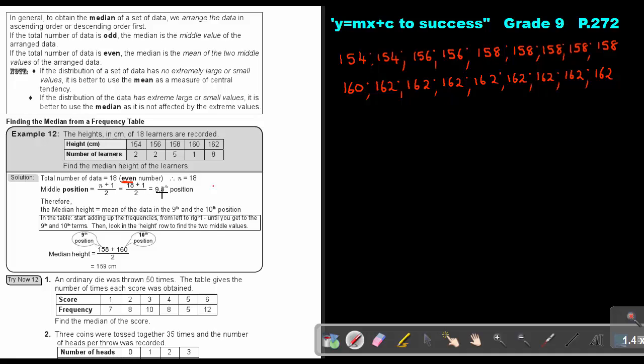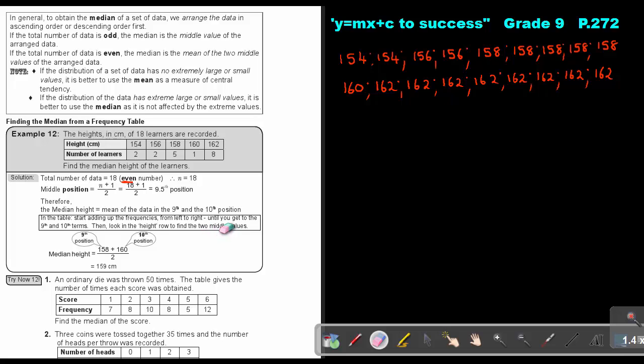So remember, if it's 9.5, take the whole number in front, and take the whole number after 9.5. So for example, if it was 6.5, then it would have been the 6th, the whole number in front, as well as the whole number after 6.5, the 7th. Okay, this was just to show you how I do that. Okay, so it's the 9th and the 10th position. Now in the table, start adding up the frequency from left to right until you get the 9th and the 10th term. Then look in the height row to find those 2 values.